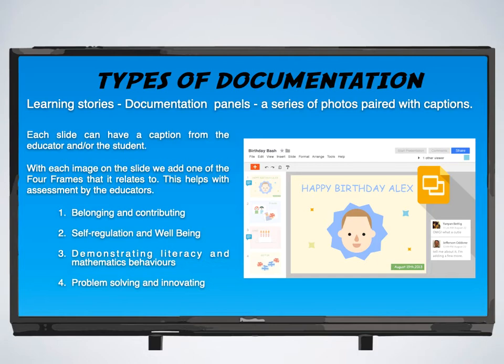Each slide can have a caption from the educator and/or the student. With each image on the slide, we add one of the 4 frames that it relates to. This helps with the assessment by the educators. And as you can see, those are the 4 frames that we talked about earlier.